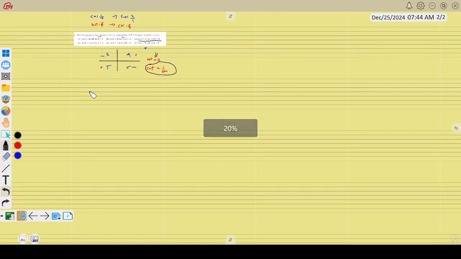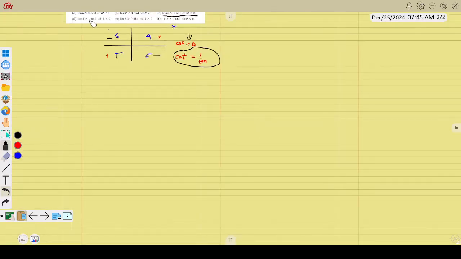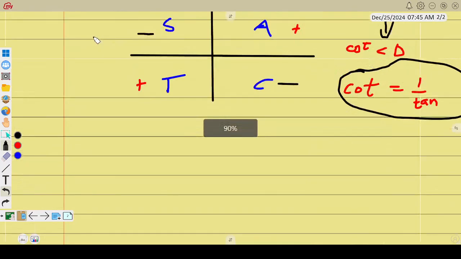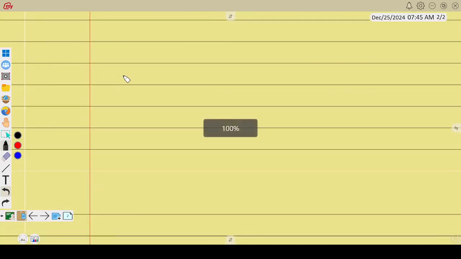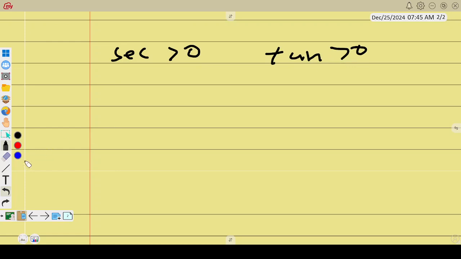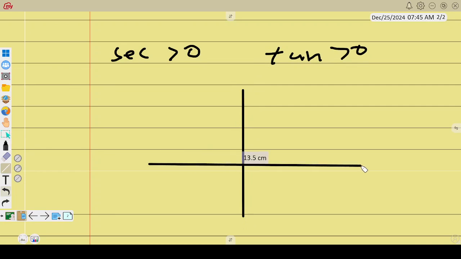So question D, we have sec theta greater than 0 and tan theta greater than 0. Okay, so sec and tan are greater than 0. We want to find the quadrant where sec is greater than 0 and tan should also be greater than 0. So we draw our Cartesian plane.